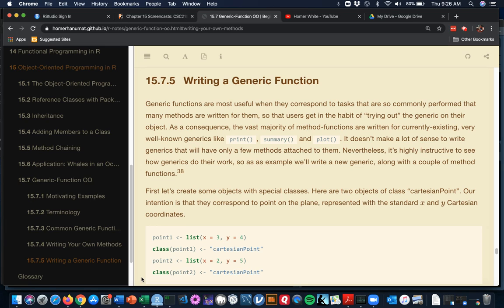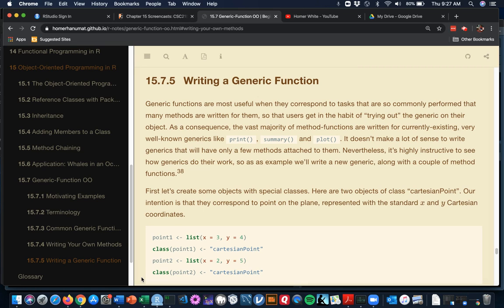So generic functions really make the most sense when they correspond to tasks that are so commonly performed that many methods will be written for them. That way users will just get in the habit of trying out the generic function on some object they've generated just to see if somebody's written a method for it. That's why print and plot, such common tasks, get a lot of methods written for them. Summary, str, there are several other examples in R where the generic function has a ton of methods.